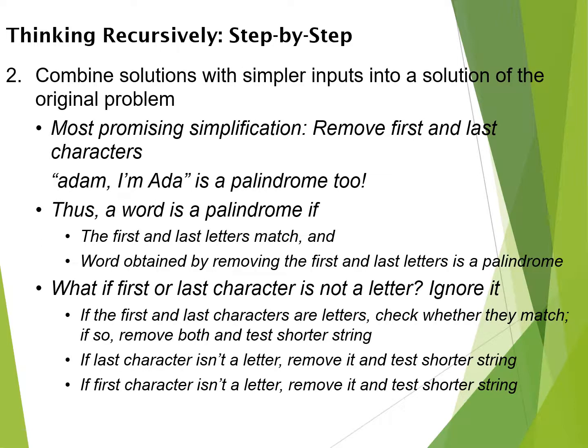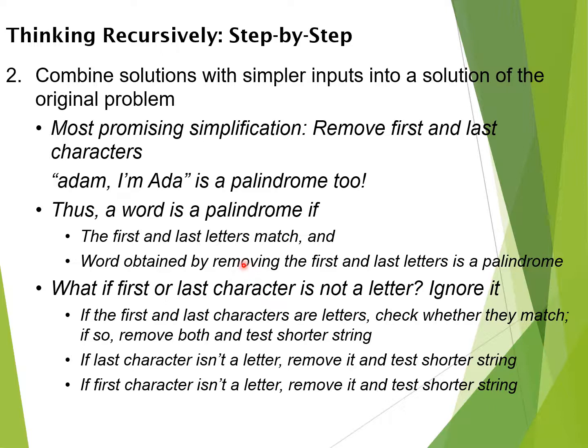So if you think about those possibilities, the most promising simplification is when you remove the first and last character. Why? Because, for example, if you have a palindrome like Madam, if you remove the first M and last M, the result, which is this string, is still a palindrome. Therefore, a word is a palindrome if the first and last letters match and the word obtained by removing the first and last letters is still a palindrome.